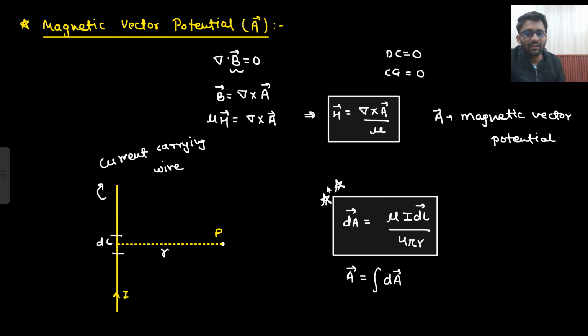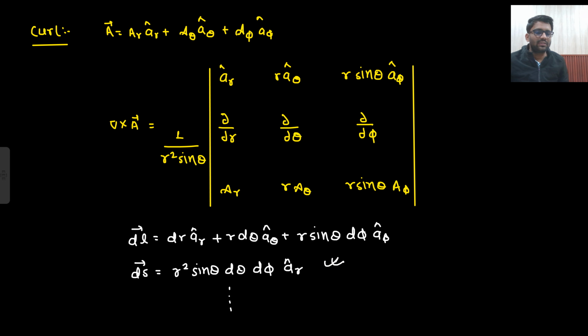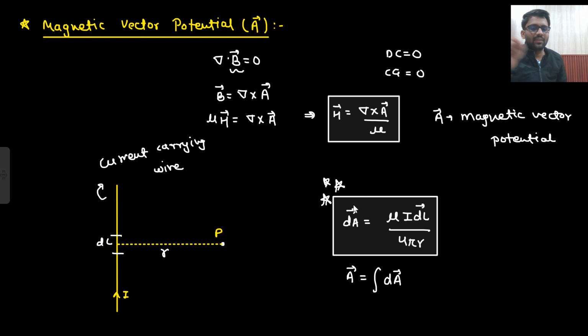This is the first thing from the whole chapter. Those who have studied coordinate systems, and those who have not, need to remember this formula as well. Also in your mind should be that B is equal to del cross A, so from there you can find the value of H as well. This is the first thing you need to remember in the chapter of antenna: the magnetic vector potential at a distance r from a current carrying wire at point P is mu I dl upon 4 pi r.